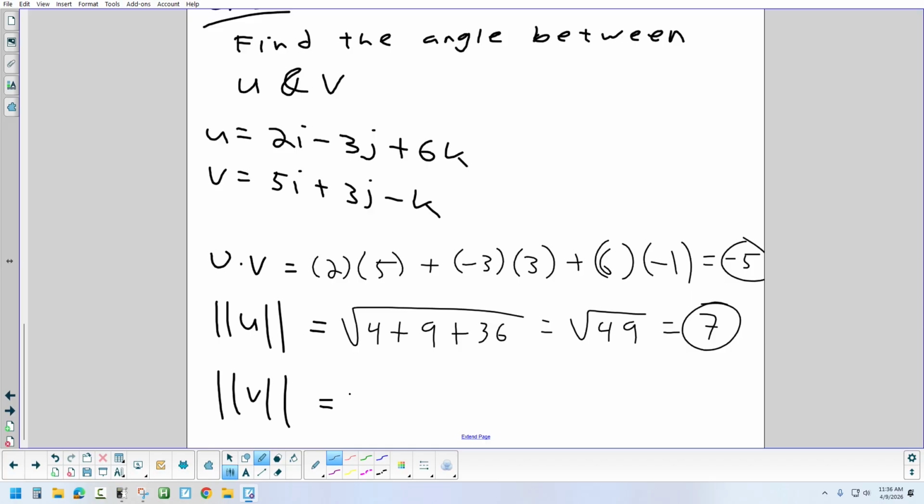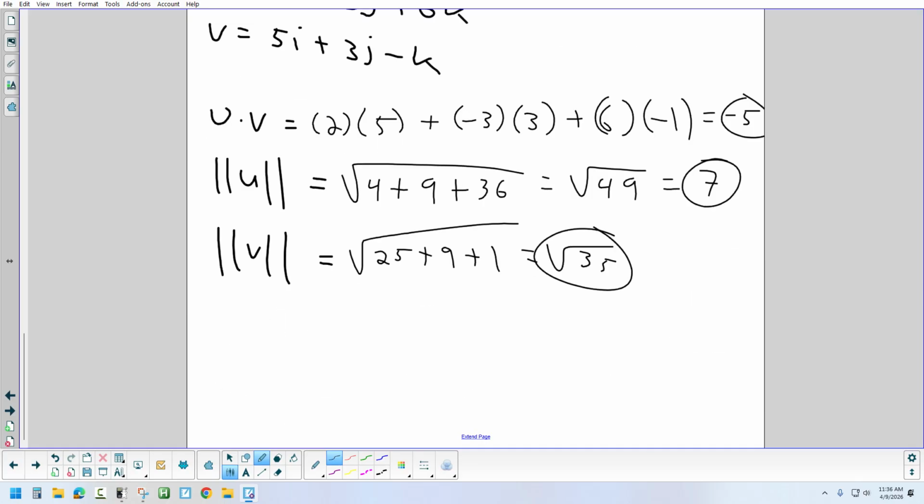And how about the magnitude of v? What am I going to do for that, Julia? 5 squared, which is 25, plus 3 squared, which is 9, plus 1, which equals 35. Square root of 35. Yep. And we can't simplify that, so we're done with the magnitude.